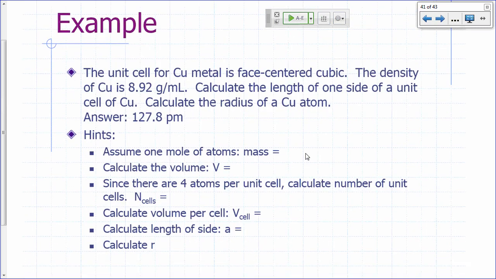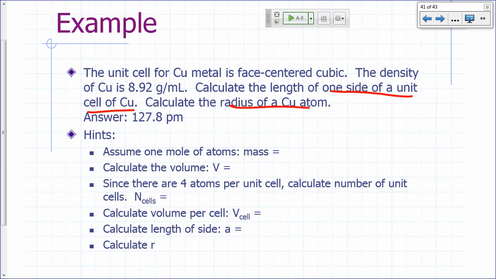Okay, let's look at an example here. The unit cell for copper metal is face-centered cubic. Okay, so how many particles per unit cell? Face-centered cubic? 4. The density is given, you can find this experimentally, to be 8.92 grams per milliliter. So that's 8.92 grams per cubic centimeter. Figure out the length of one side of a unit cell of copper and then calculate the radius of a copper atom.